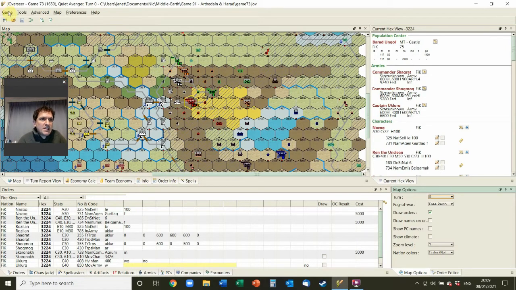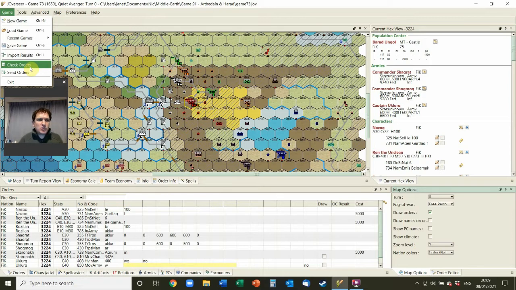But a really, really useful thing under the game menu are these two things here: check orders and send orders. Check orders, unsurprisingly, will check through the orders that you have written and just make sure there isn't anything untoward, and we'll do that in a moment. Just to say, JOverseer is probably about 90 to 95% accurate.